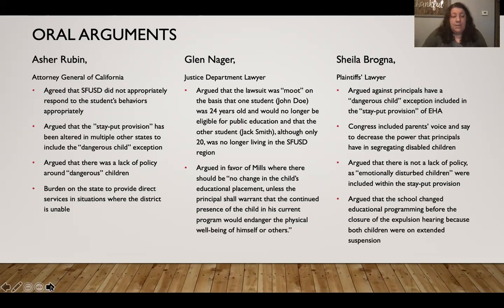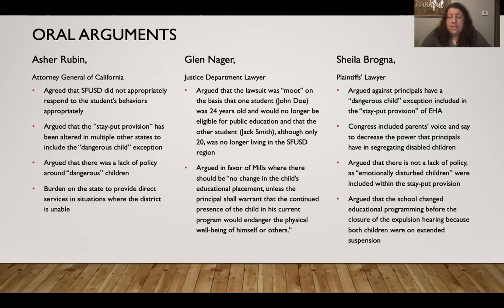And then last we heard from the plaintiff's lawyer, Sheila Brogna. She argued against principals having a dangerous child exception included in their stay put provision of EHA, meaning she did not feel that the stay put provision was neglectful of dangerous children, but rather was incorporating them in the stay put provision as cited by emotionally disturbed children being included into the physical and mental disability section of the EHA.